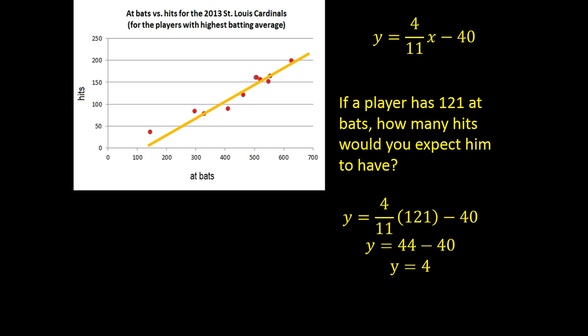That seems a little off, doesn't it? And keep in mind that the reason that it's a little bit off is that we're looking at a trend line here. It's not exactly a reasonable thing to say that they're going to get 4 hits in their first 121 at-bats, but that's what our trend line is indicating.